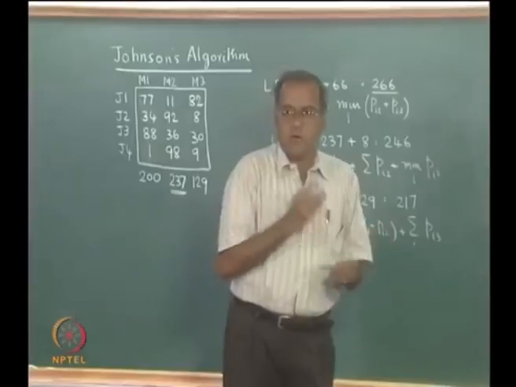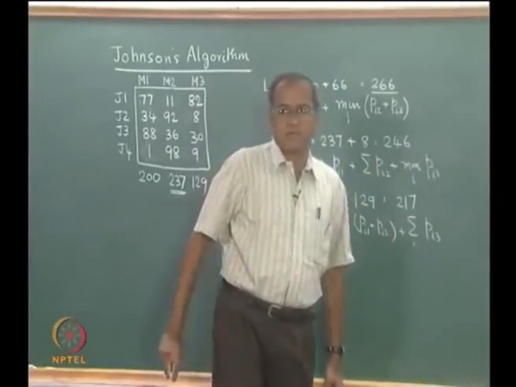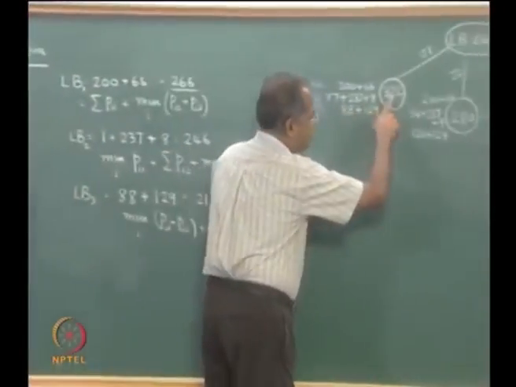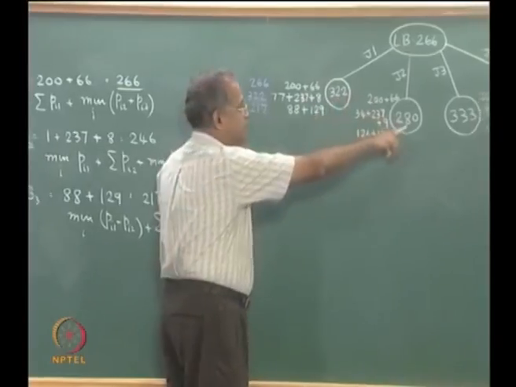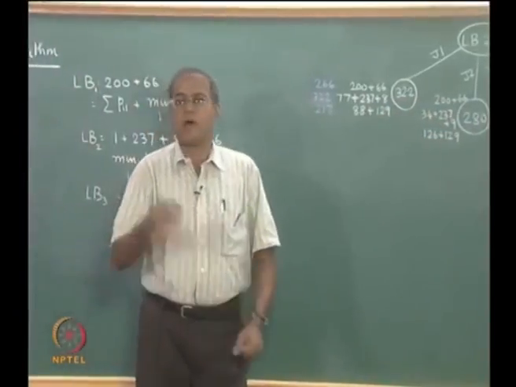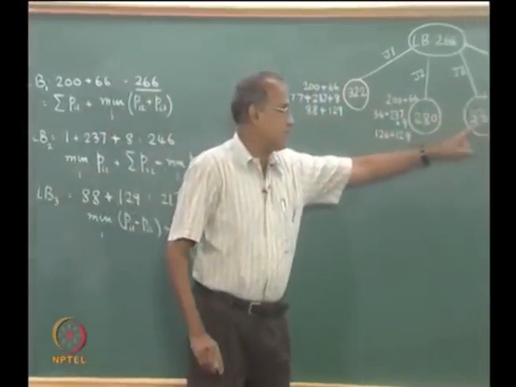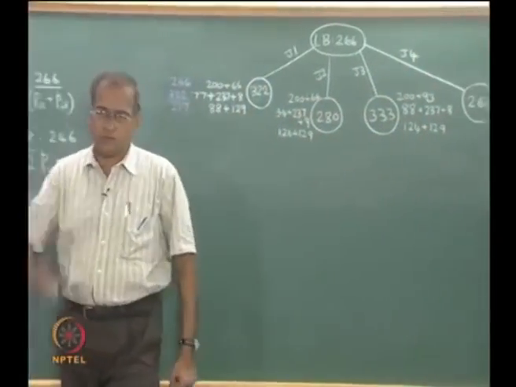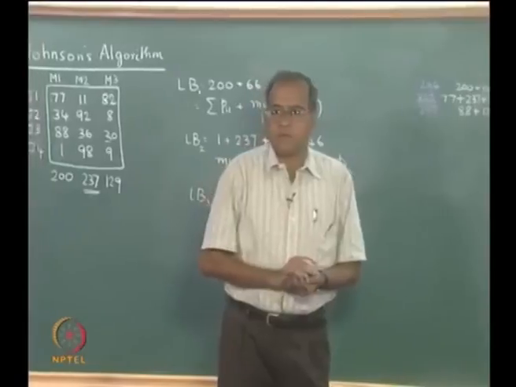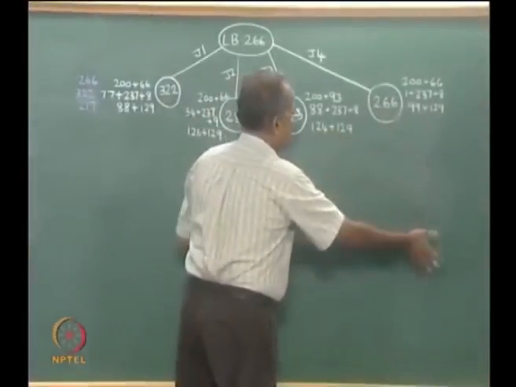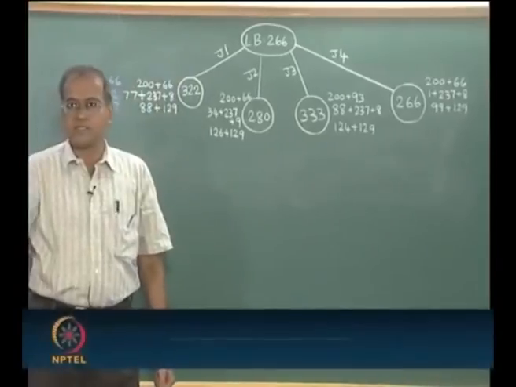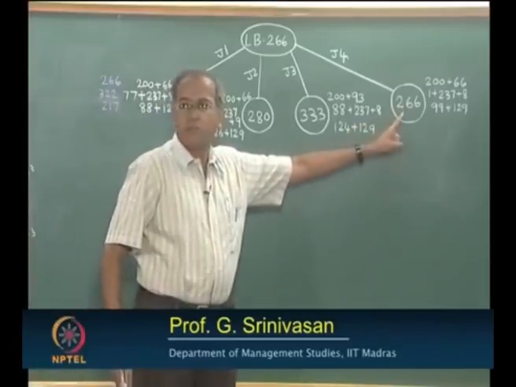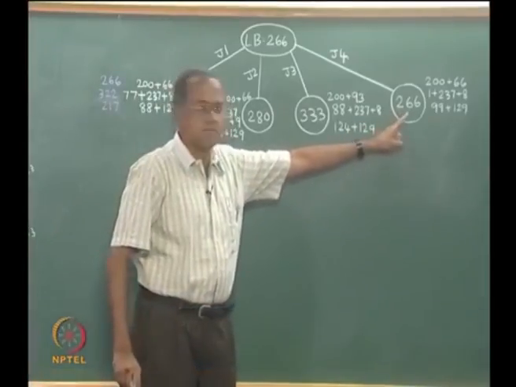So what we have observed after this calculation is that if we fix job J1 as the first job, the makespan is going to be 322 or more. If we fix J2, the makespan is going to be 280 or more. If we fix J3, 333 or more, and if we fix J4, it is 266 or more. Since we want to minimize the makespan, we proceed in this direction, because this is the smallest number, 266. So there is a possibility that we get a smaller number as we proceed from here. So we proceed from this node right now.